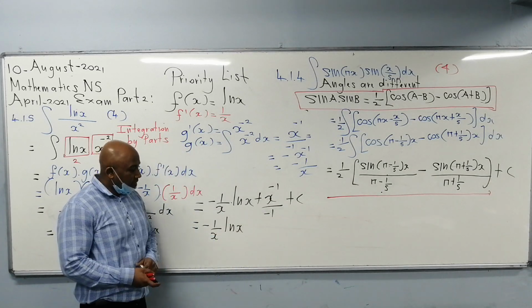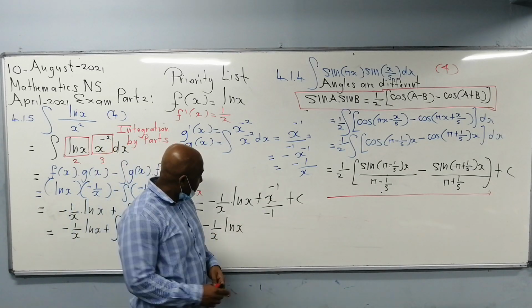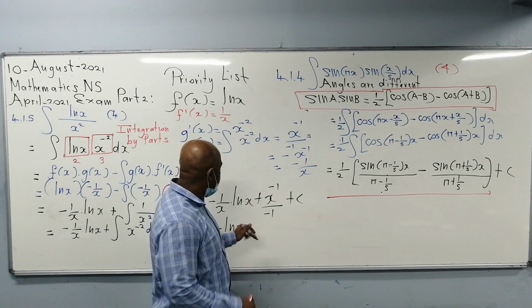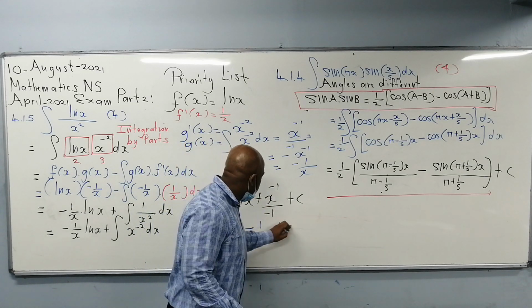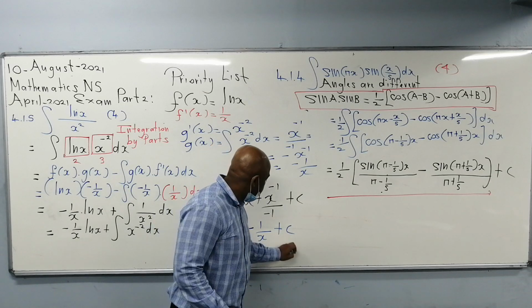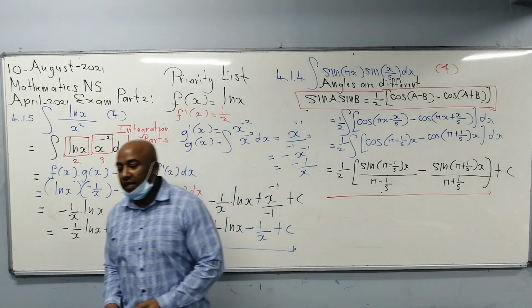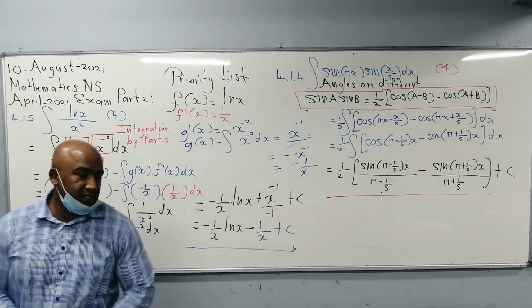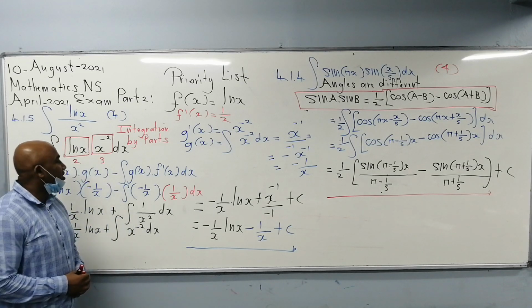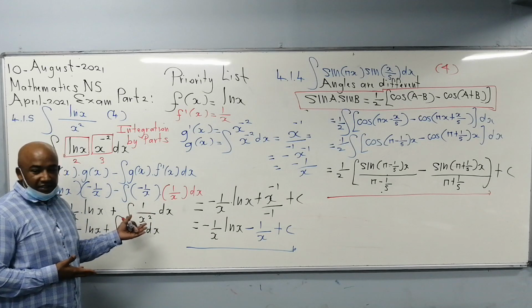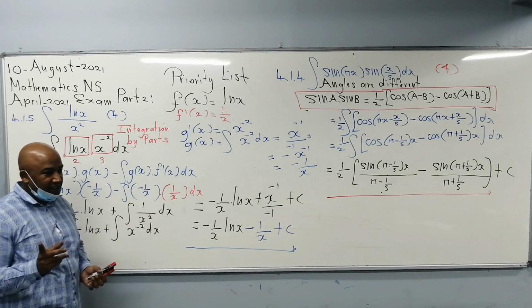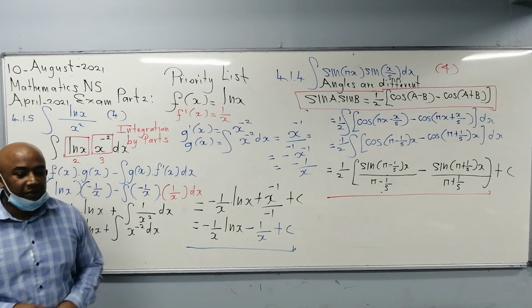Integration by parts, very important. Positive divided by negative is a negative. X to the power minus 1 is 1 over x. So that was our integration by parts. Not so significant in N5. You will not fail if you don't know integrate, but guaranteed in N6, if you don't know this, you will be repeating.